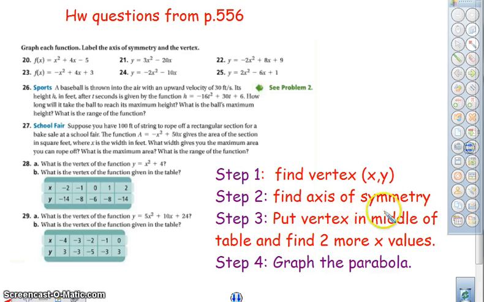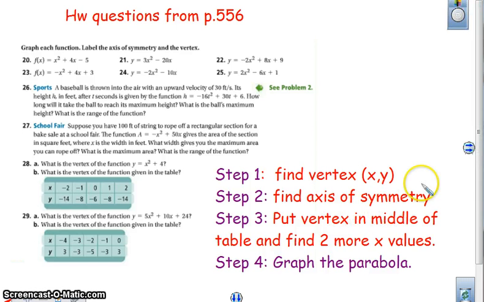It's located at X and Y. You need to find that axis of symmetry, and keeping in mind that that axis of symmetry is going to be X equals, and then the number that you had in here. That's the number that you are looking at, and it is a vertical line that you are looking at, that axis of symmetry. You should put the vertex in the middle of your table.